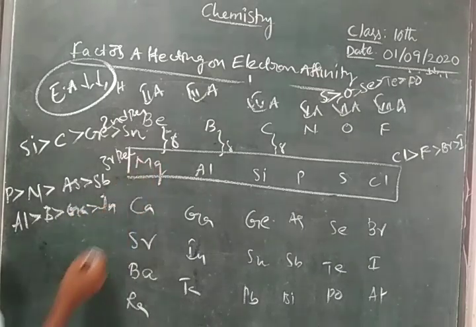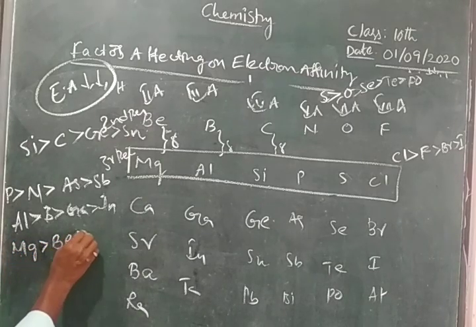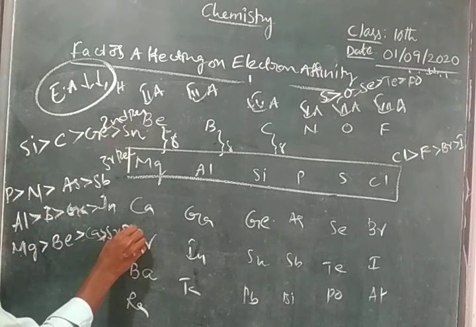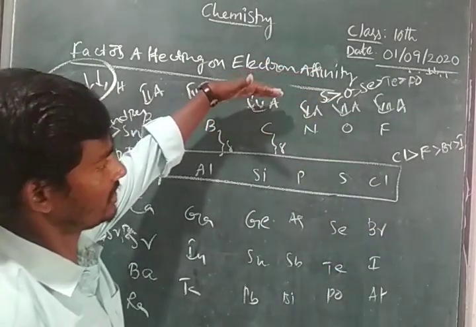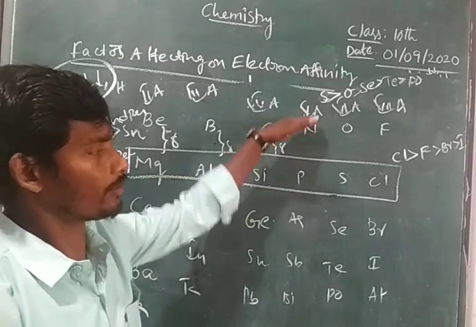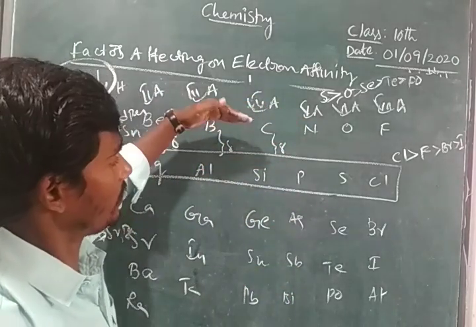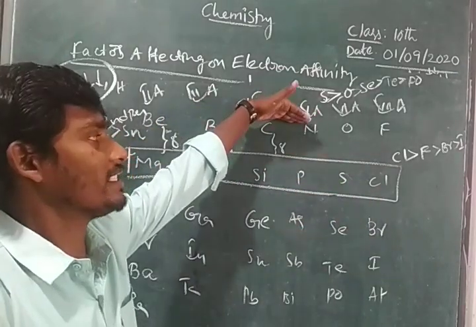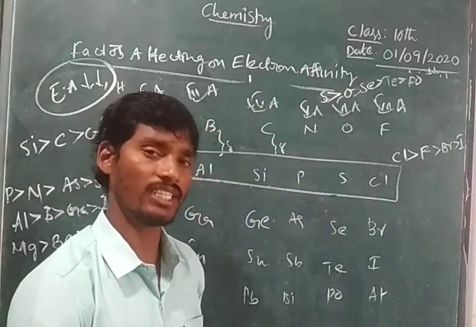Right, children? See here beryllium and magnesium. Magnesium has more electron affinity than beryllium, then calcium, then strontium, then barium. So a little bit of change happens here, children. In general, from top to bottom in groups electron affinity values decrease. But when comparing from second period to third period there is a little change: third period elements have more electron affinity than second period, and from there onwards electron affinity values commonly decrease.